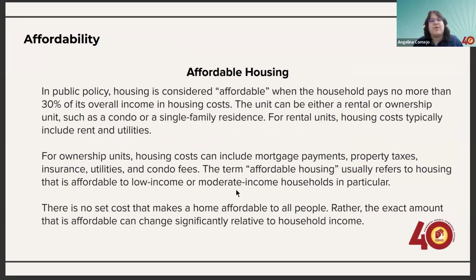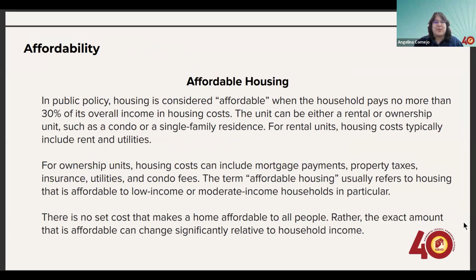This term affordable housing often gets misused or used just like regular vernacular, but in public policy, housing is considered affordable when a household pays no more than 30% of its overall income on housing costs. So that applies to anybody who is living in a rental apartment, or they own their own home. It's just considered affordable if it's 30% or less.